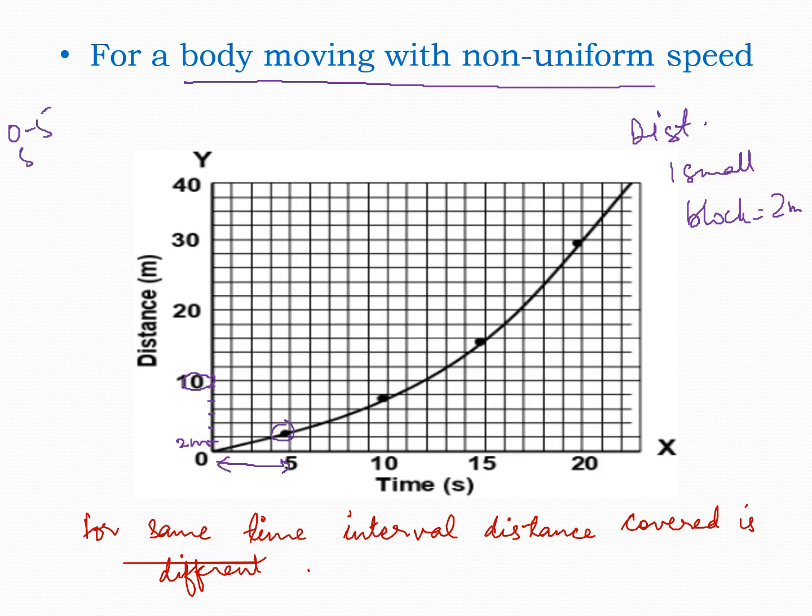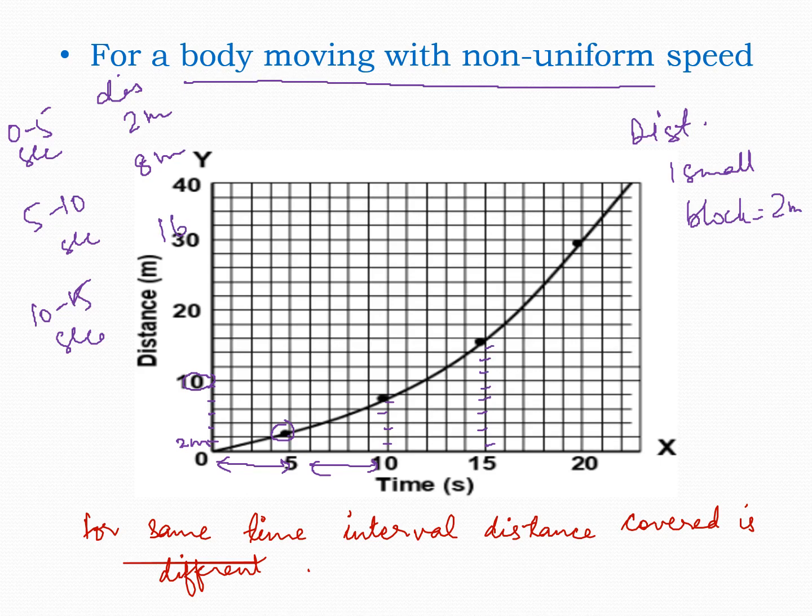From 0 to 5 seconds, distance covered is what? 2 meter. From 5 to 10 seconds, how much distance is covered? 2, 4, 6, 8. Distance covered is 8 meters. From 10 to 15 seconds in the graph, if you see, distance covered is how much? 2, 4, 6, 8, 10, 12, 14, 16. 16. So it is varying without a constant relation, isn't it?